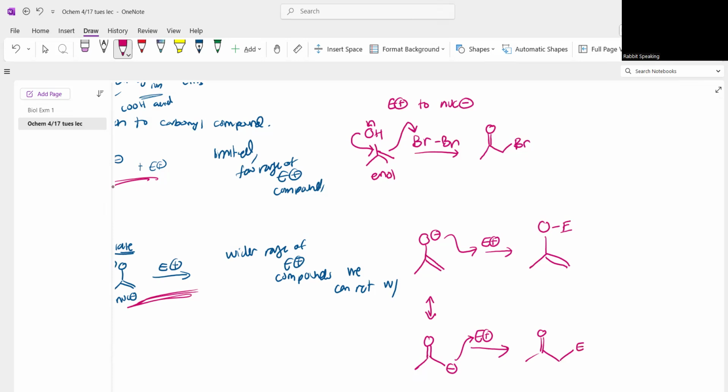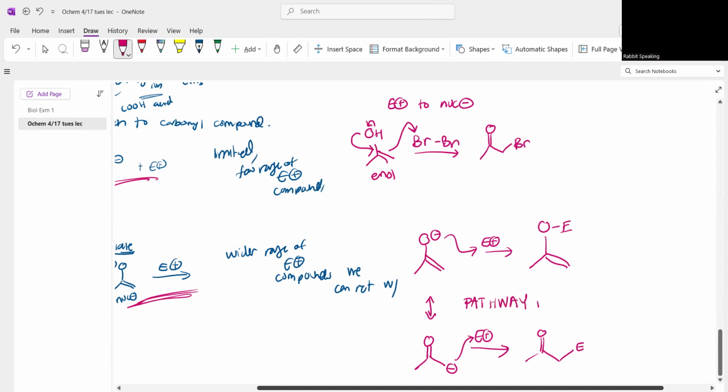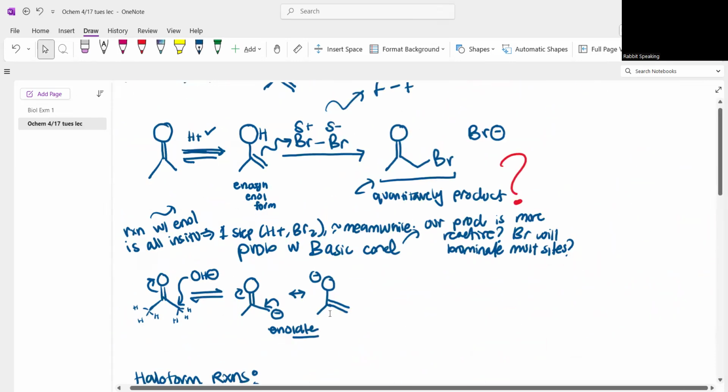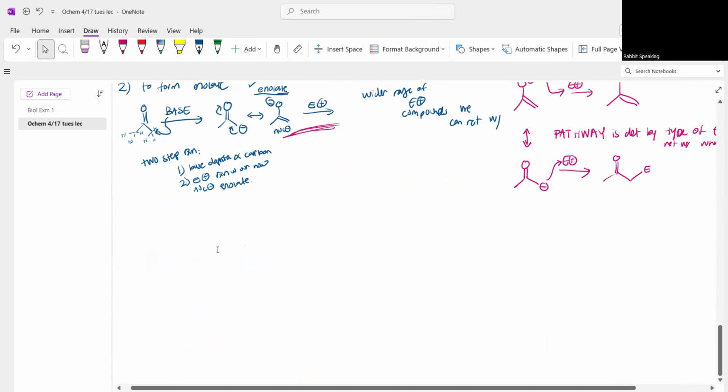So two different compounds. And now the question is, do we take pathway A or pathway B? The pathway is determined by the type of electrophile, and also by what it's reacting with, meaning the O negative or the C negative. And this is where the idea of hard and soft was introduced.